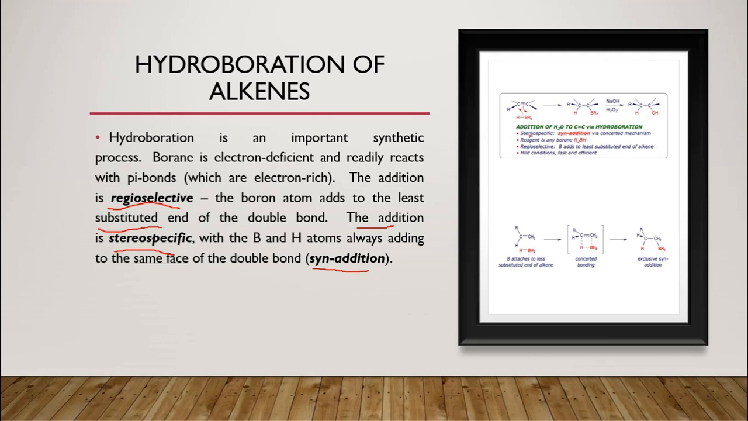The reaction is stereospecific because the syn addition takes place via a concerted mechanism, and the reaction is regioselective because the boron adds to the least substituted end of the alkene, and the reason for the entire process is the concerted bonding mechanism, which gives you an exclusively syn addition product.